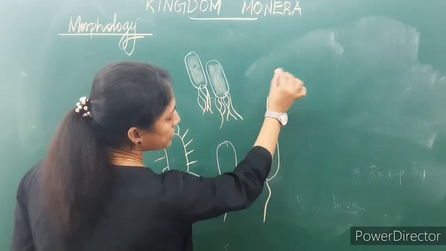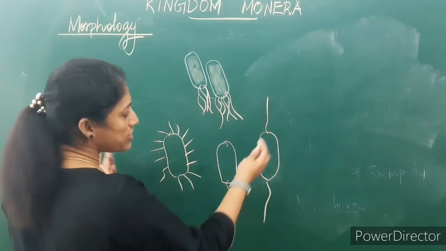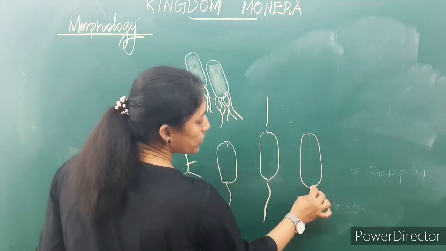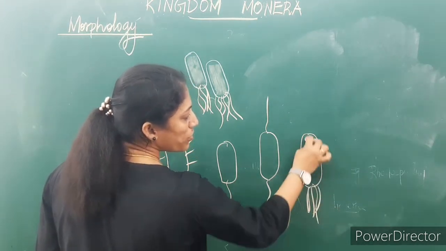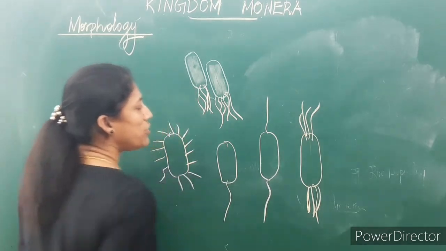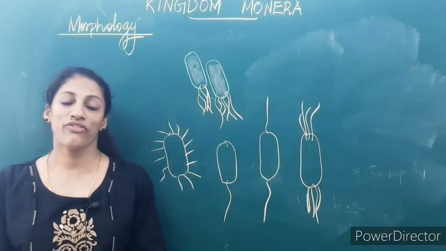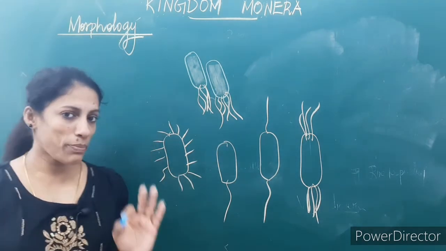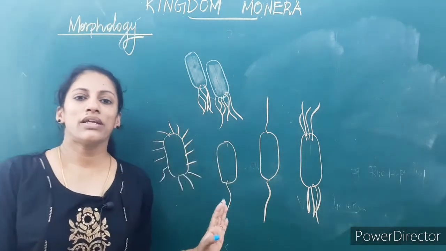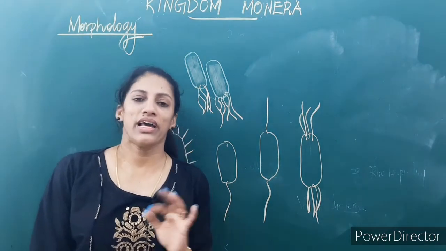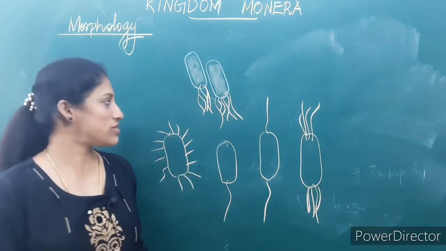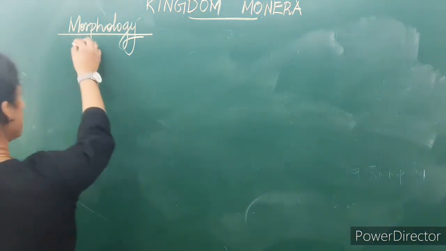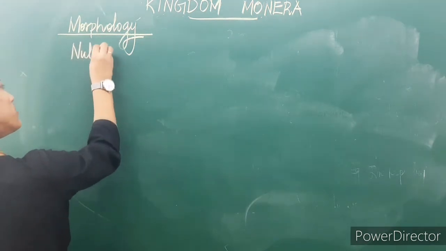Then it may be present on both sides, a single flagellum on each side, and also a tuft of flagella on both sides is possible. This way, different flagellar arrangements are seen in bacteria. Anyway, keep in mind, most of the bacteria possess flagella as locomotory appendages. Then come to the nutrition of bacterium.